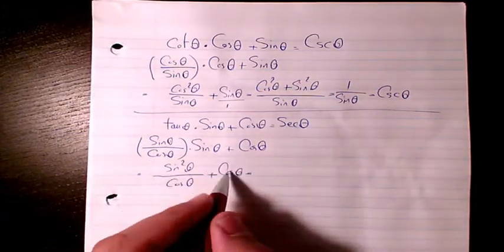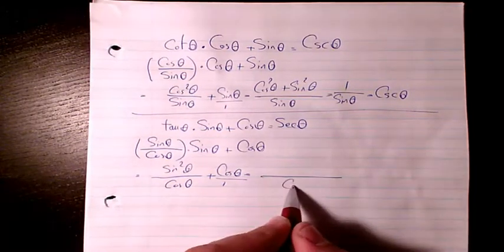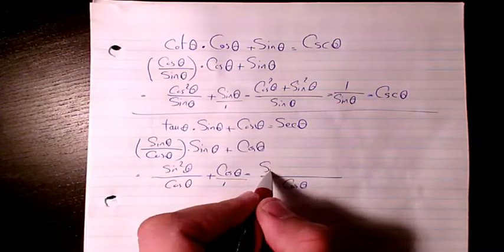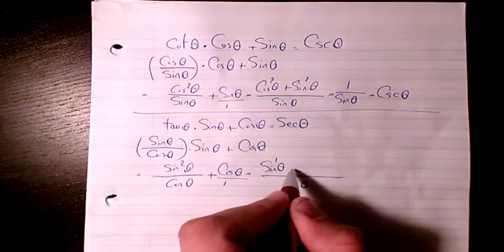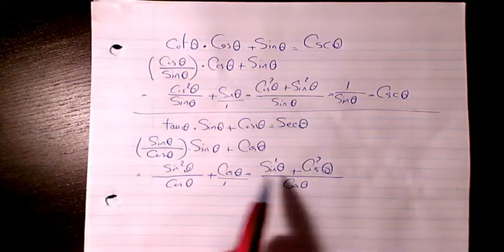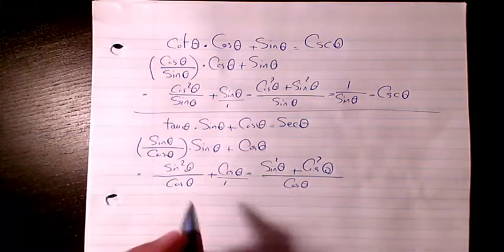then we have plus cosine. So what we need to do, we need to do common denominator. So I have sine squared theta plus cosine squared theta, because cosine theta over 1 is going to be cosine squared theta over cosine.